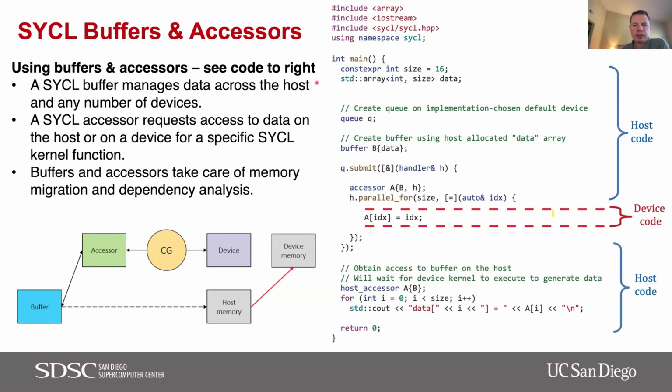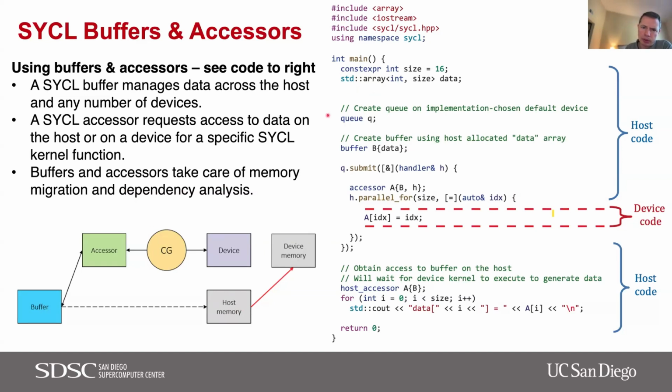And finally, there are buffers and accessors. This is literally what I've been mentioning before. The SYCL buffer manages data across the host and any number of devices. The accessor is then used to request access to data on the host or on a device for a specific SYCL kernel function. So you have a buffer that gets allocated in host memory, and the buffers and the accessors take care of memory migration and dependency analysis.